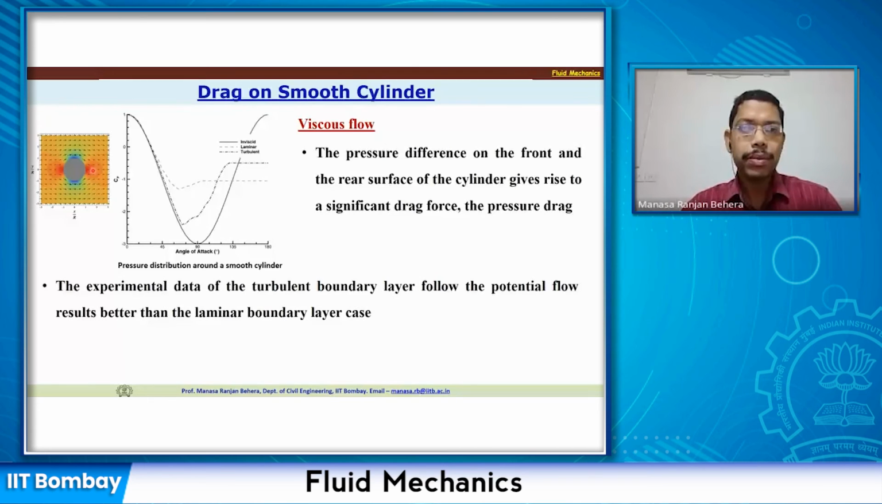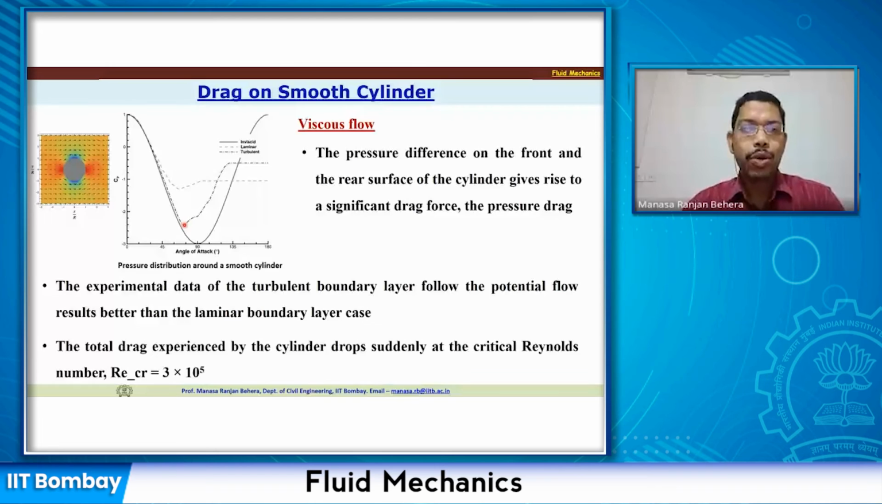Now the experimental data of the turbulent boundary layer follows potential flow better than the laminar boundary layer case. You can see here these are different conditions, laminar and turbulent, which we have already seen earlier. In case of a laminar flow it separates here, but in case of a turbulent flow, the flow stays attached to the surface further downstream and separates at a later stage.